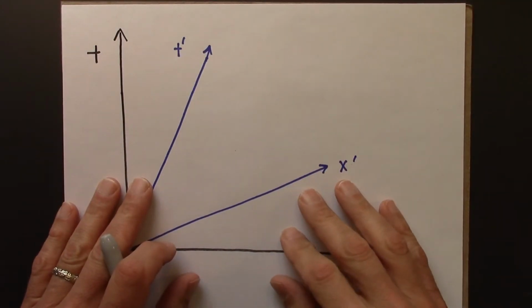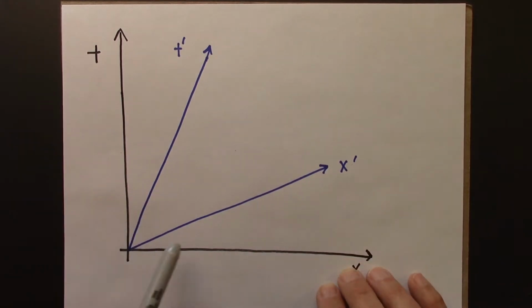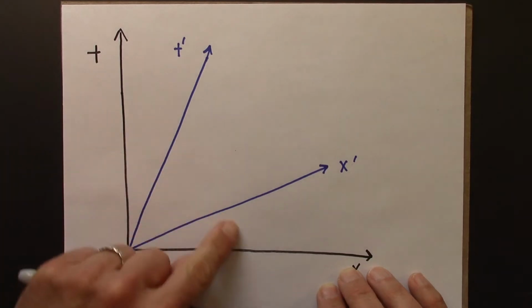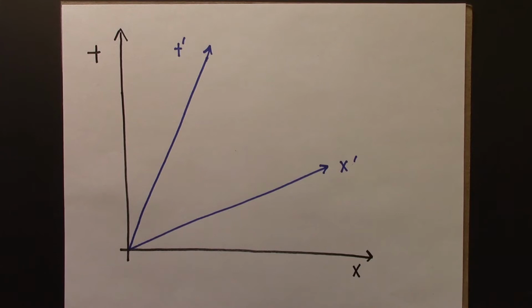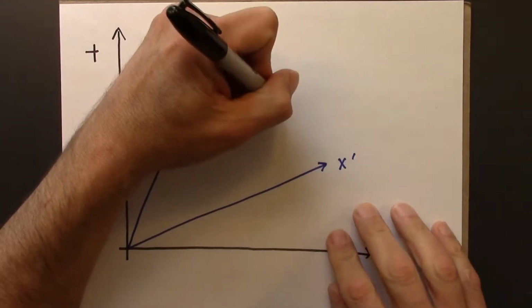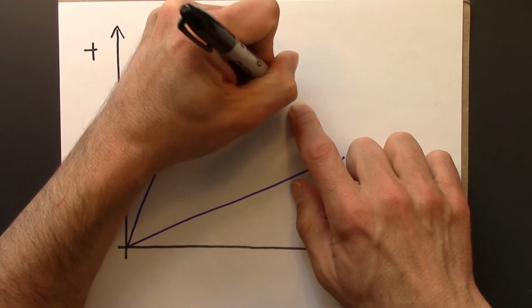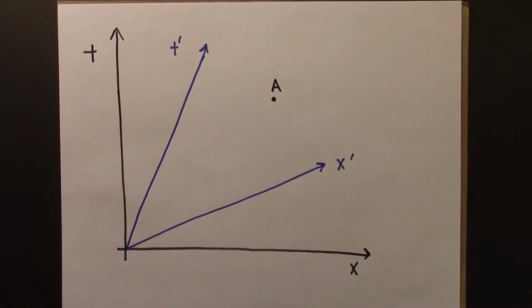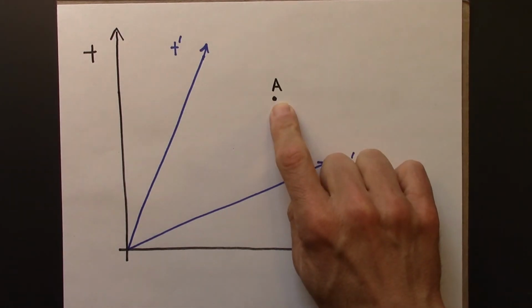In this video, I'll step us through a derivation of the Lorentz equations. So we'll start with, again, a two-observer space-time diagram. And the situation is, suppose we have some event A in space-time, and we know the coordinates for this in the primed frame.